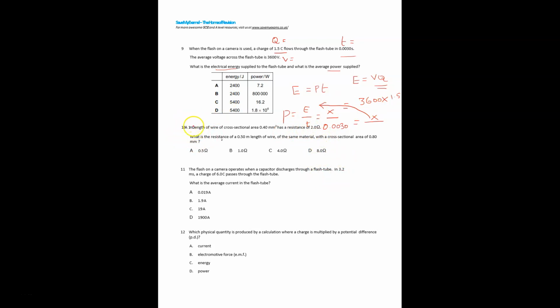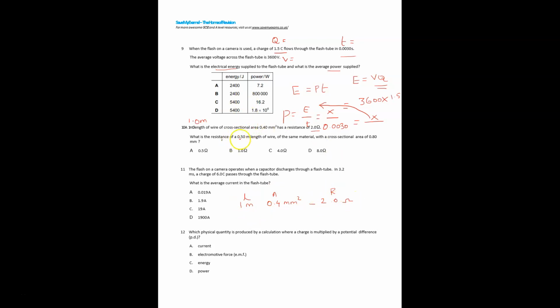Here there is a length of wire. They say a 1.0 meter length of wire, with cross-sectional area 0.4 millimeter square, has a resistance of 2 ohm. Okay, note it down: 1 meter and 0.4 millimeter square, that is the length and area. What is the resistance? 2 ohms.